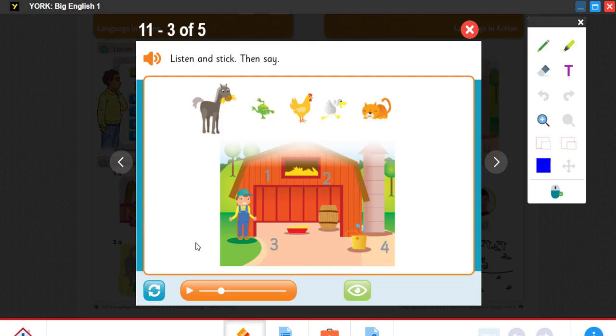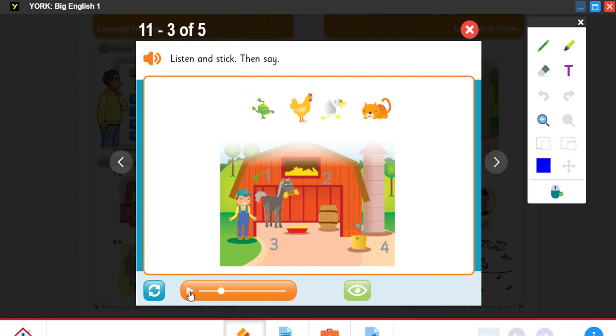Yes. The answer will be: yes, correct. The small grey horse. Yes, correct answer. And let's stick the horse to number 1.